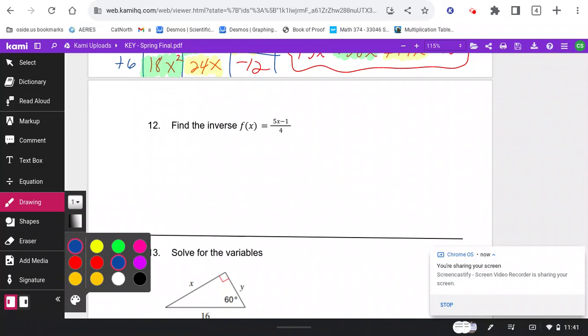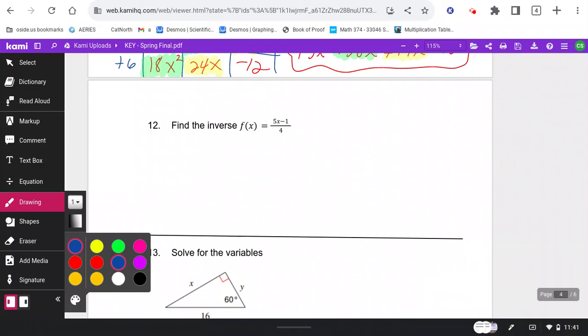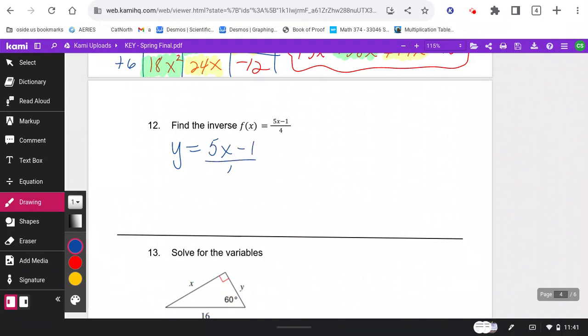All right, this part of the spring final review is going over inverses. Do you remember these kind? So we need to do opposite operations by first switching the x and y, so then we can isolate the y. There is no y in this problem. There's an f of x. Remember that another way of saying f of x is y. So step 1, plug y in for f of x. Step 2, switch x and y.